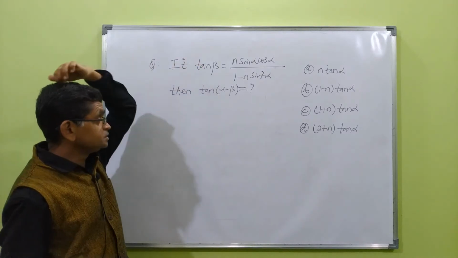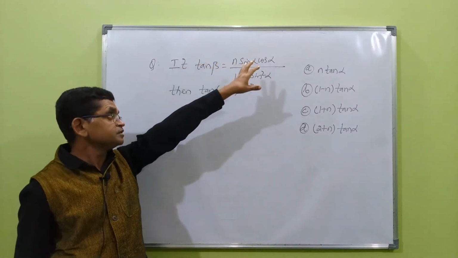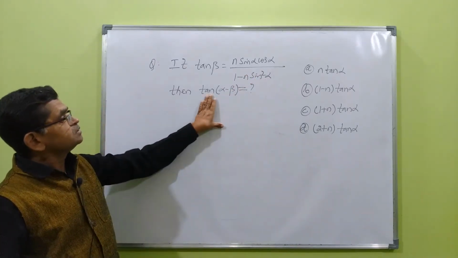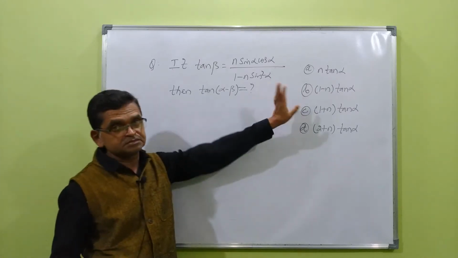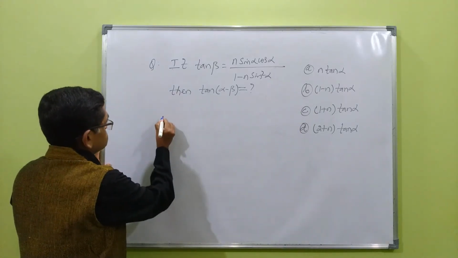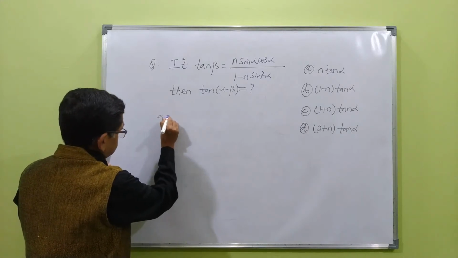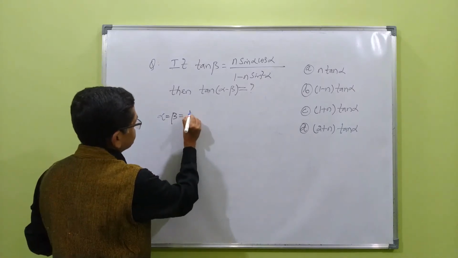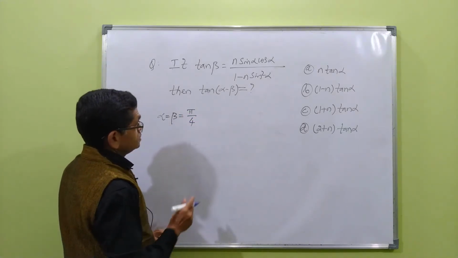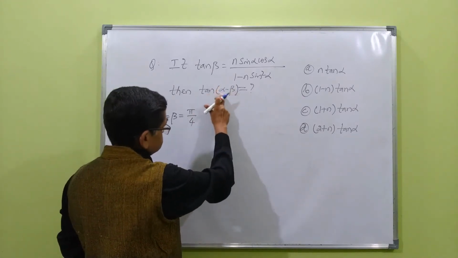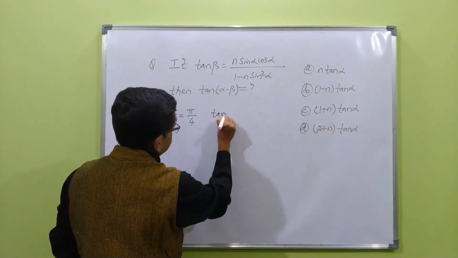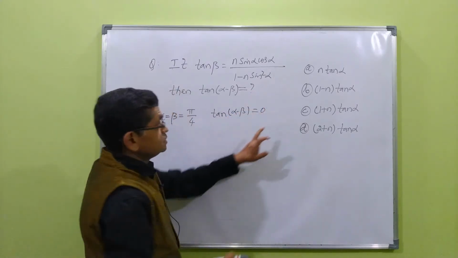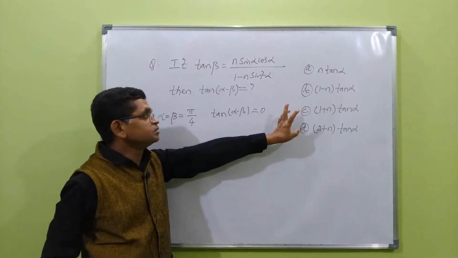If tan beta is equal to n into sin alpha cos alpha divided by 1 minus n into sin squared alpha. Okay, then tan of alpha minus beta, among these. See here, let us assume alpha is equal to beta is equal to pi by 4. So alpha and beta are the same, which means tan 0. So tan of alpha minus beta becomes 0. That means your answer should be 0.